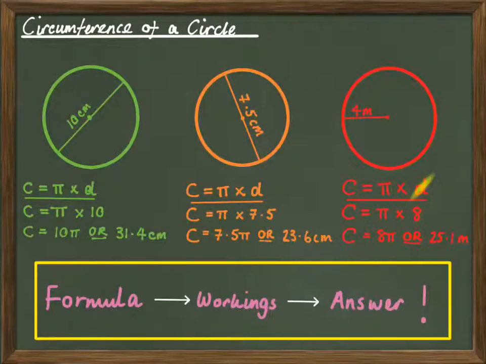So summary-wise, what you need to remember, always keep to the same structure for these questions. Formula first of all: as soon as it says the word circumference, you're writing down C equals pi times diameter. Then your workings, so you put your numbers in place of the diameter, and then your answer goes at the end.